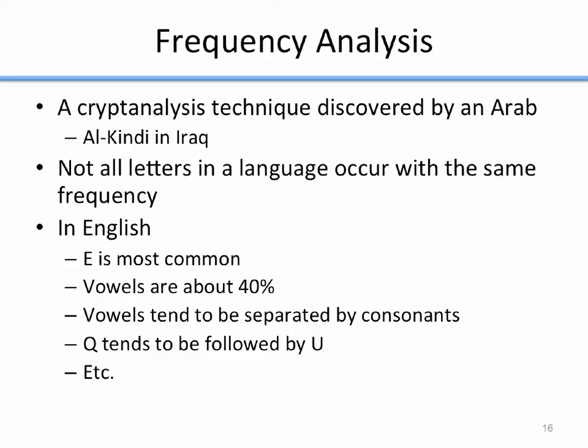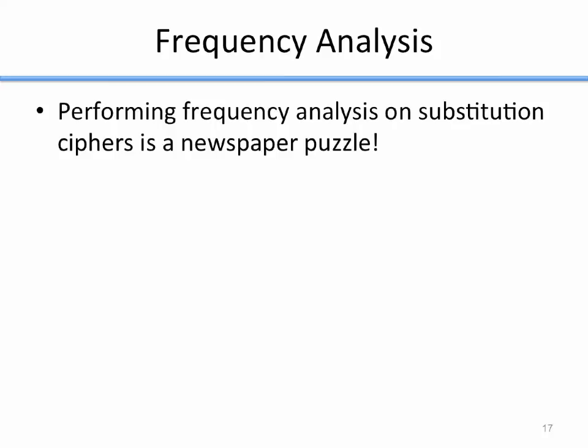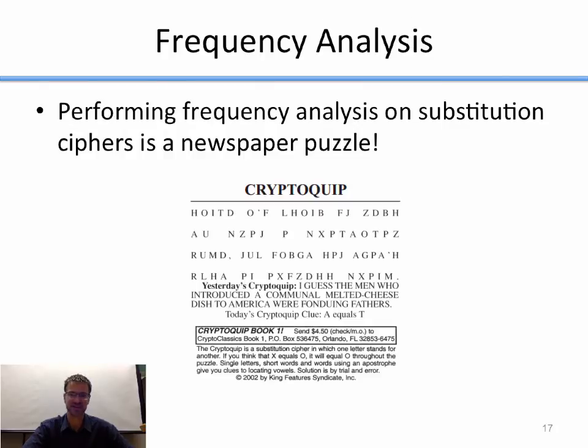course, the name Qatar. But for most English words that start with Q, it's followed by U. And there's all sorts of other things like that about English. And you can use those to help you break the cipher. And in fact, performing frequency analysis of this type on substitution ciphers is a newspaper puzzle. This is called the Crypto Quip. It's a little puzzle they put in the newspaper in the US.